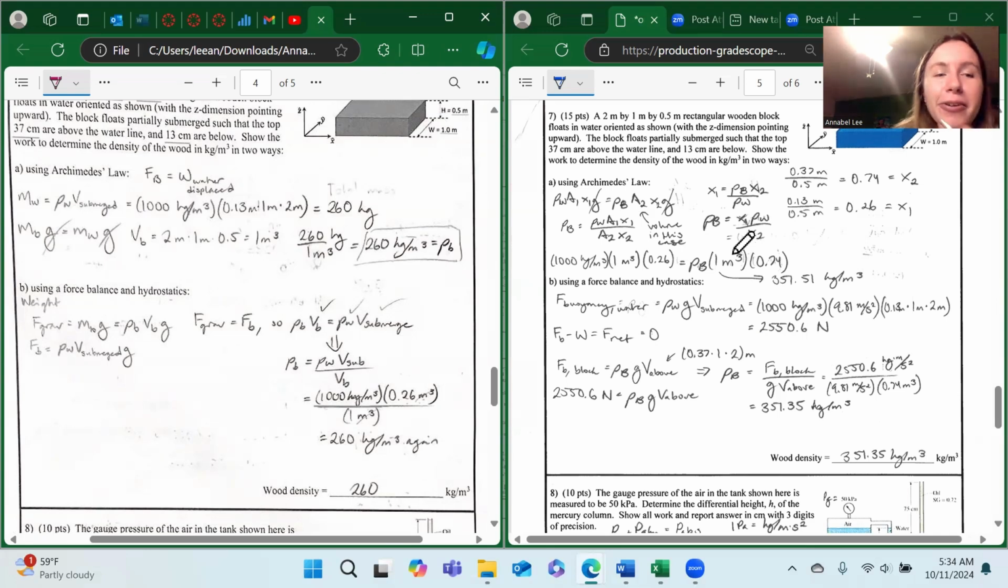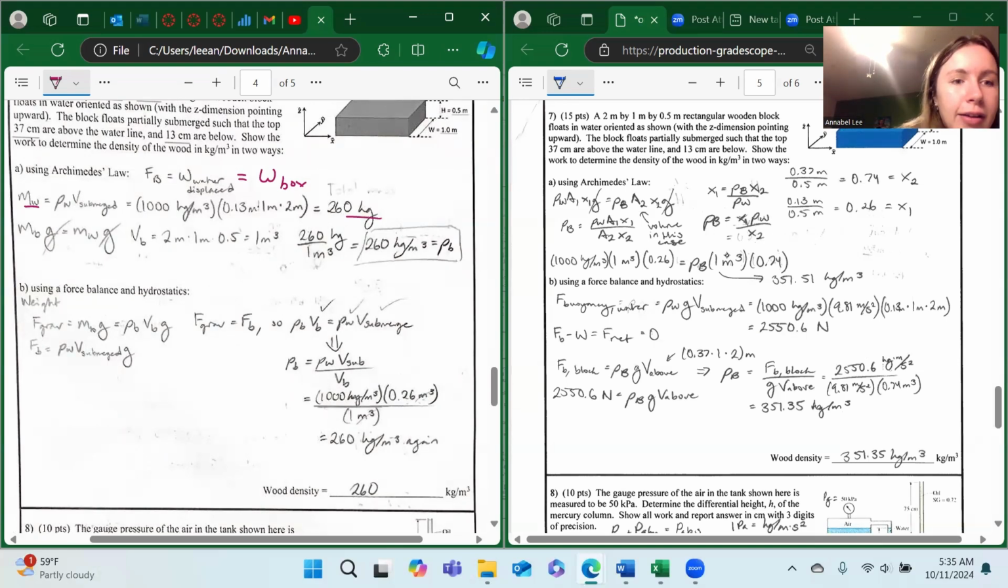So using Archimedes' law, the buoyant force is going to equal the weight of the water displaced, which is also equal to the weight of the rocks in the water. So for the mass of the water, you can do the density of water times the amount of the box submerged, which is volume. So you get 1,000 kilograms per cubic meter times that volume, and then it ends up being 260 kilograms. So with that weight of water displaced, it's going to be equal to the total weight of the box, according to Archimedes' law.